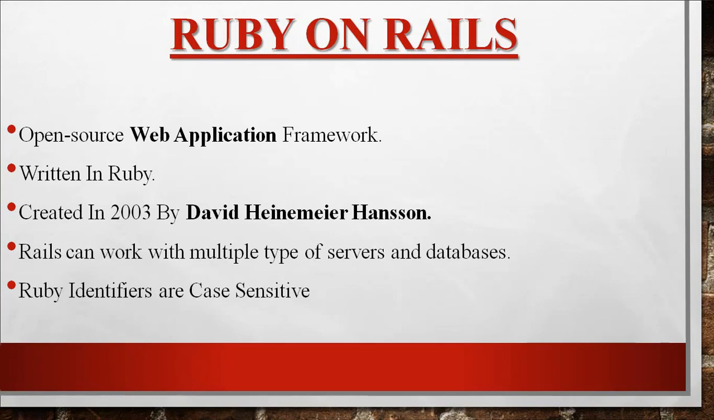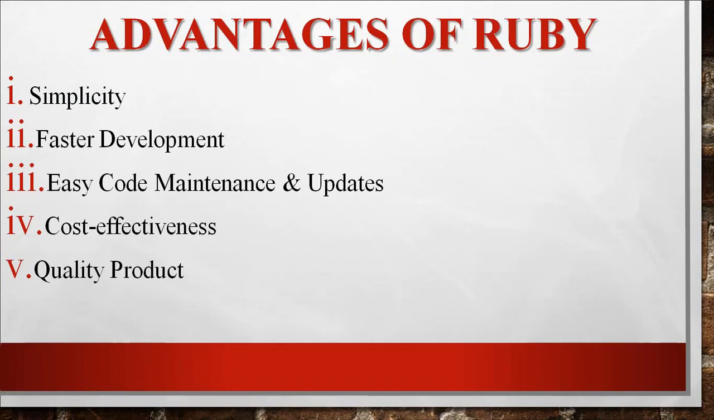This is also one of the biggest features of Ruby on Rails. Ruby identifiers are case sensitive, so we can say it is a case sensitive programming language. And these are some features of Ruby on Rails. We can also call them advantages of Ruby on Rails: its simplicity, faster development, easy code maintenance and update, it is cost effective, and it can develop quality products.